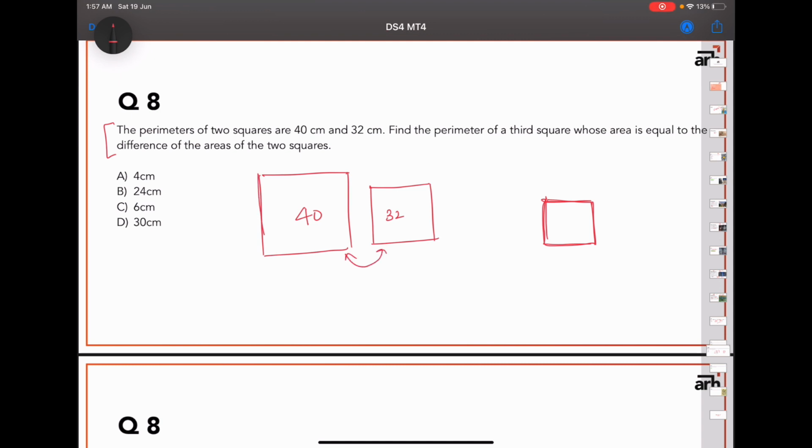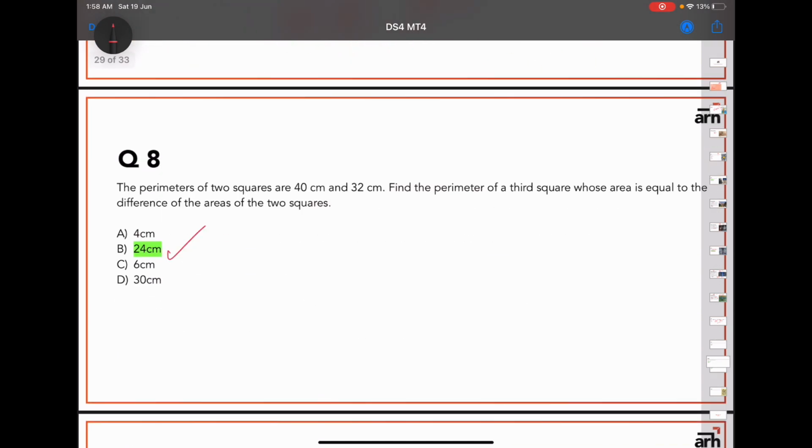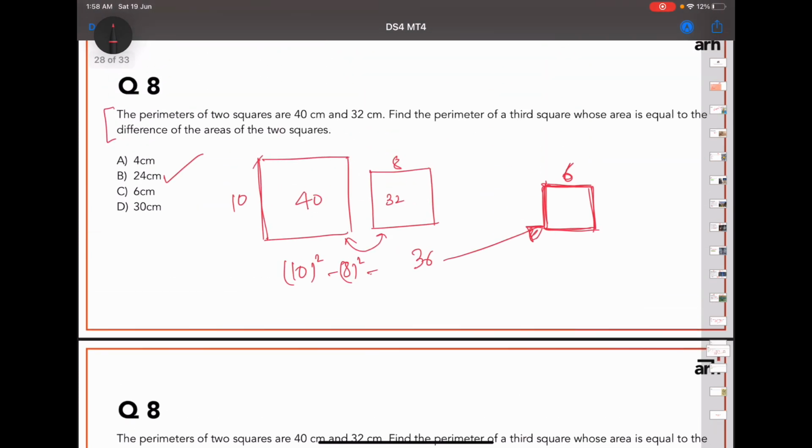So first we need to find the side. So by common sense we know the side of this is 10 and the side of this is 8. Now difference of areas, so 10 ka square minus 8 ka square, that is 100 minus 64 is 36. That is the area of this square. If area is 36, side is 6, and if side is 6, 6 plus 6 plus 6 plus 6, the answer should be 24. Yes, very simple. Again, the type of question that you will have, they will never have the focus on the calculation. They will always have their focus on if you can understand the question and you can identify what necessary steps are there to take.